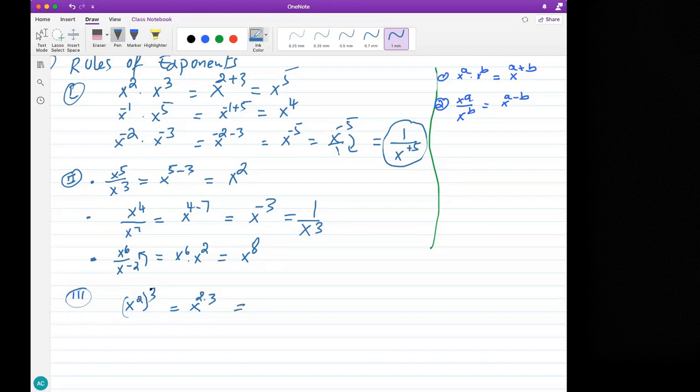In this case, we multiply the 2 powers. Do not confuse that with this one. Here we have 2 bases, we add the 2 powers. Here we have only one base and 2 powers. If you have 2 powers or more, just multiply them. So we get x to the 6.